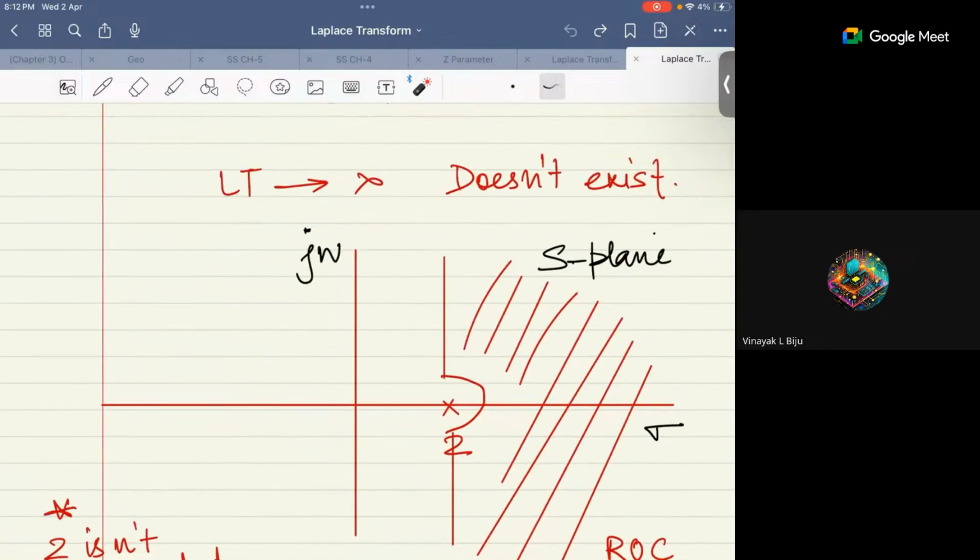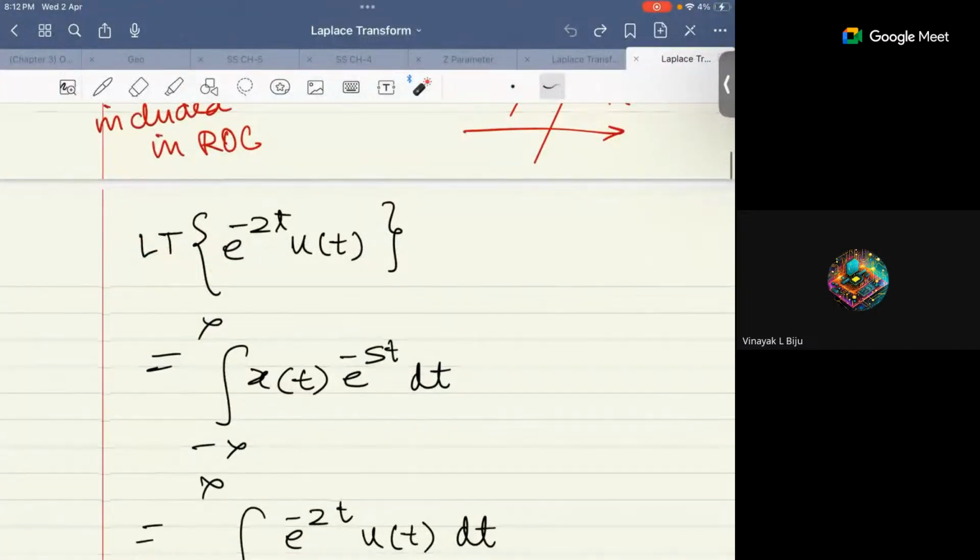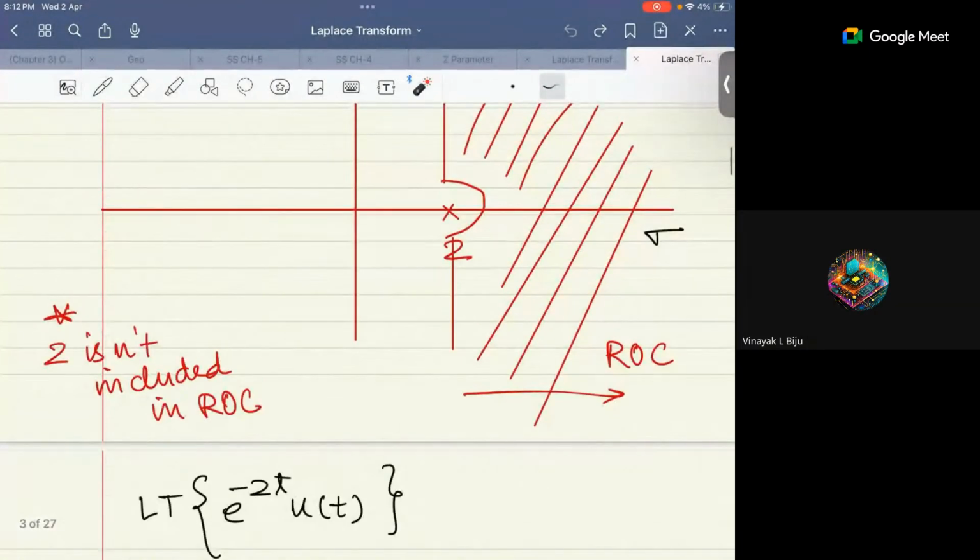I'll give you some tricks also on how to directly calculate the poles and the zeros. Poles and zeros are pretty simple to calculate. It's not that difficult. Here I've also written in the notes that 2 is not included in the ROC. So the ROC never includes the poles of a signal.